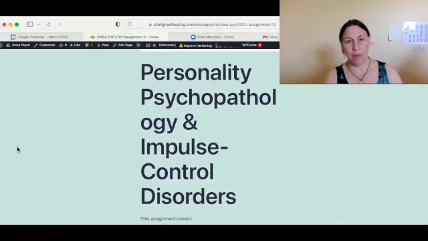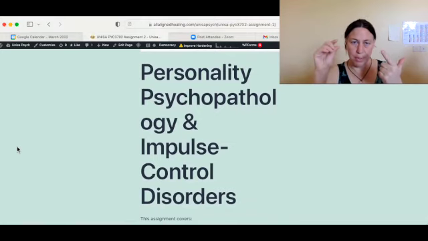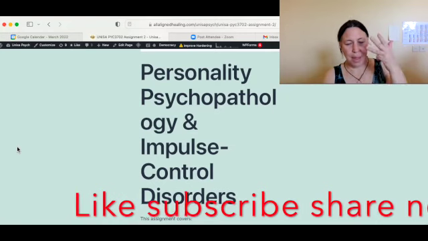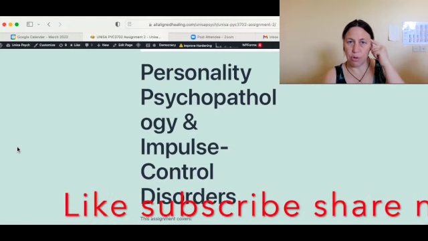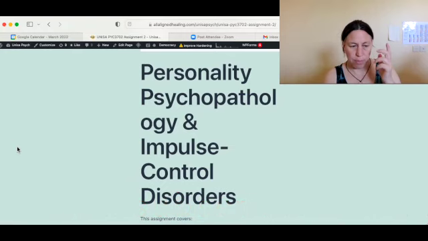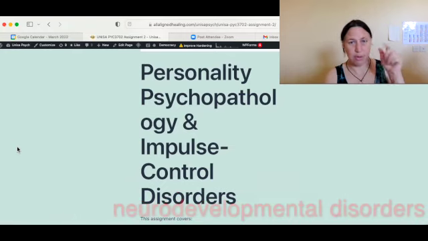1, personality disorders, well, actually 4. Personality disorders, impulse control disorders, a little part, then childhood disorders, and then neurological disorders. Not neurological, neuropathological. We'll get to it.